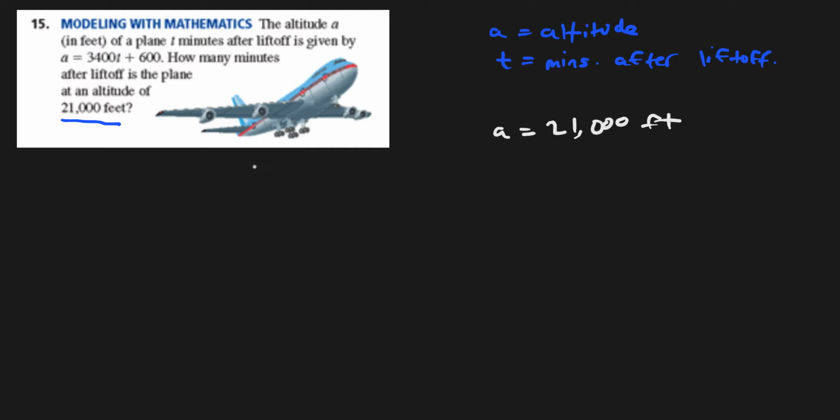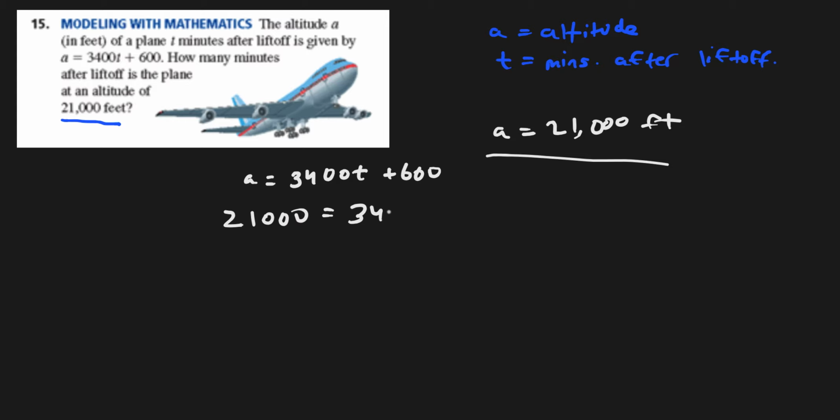So we have our equation. Let me write that out. A equals 3,400 t plus 600. And then A, of course, is equal to 21,000. That's our givens, so we can write that out, 21,000. And I'm going to ignore the units for now. So this is just going to be 3,400 t plus 600, okay?